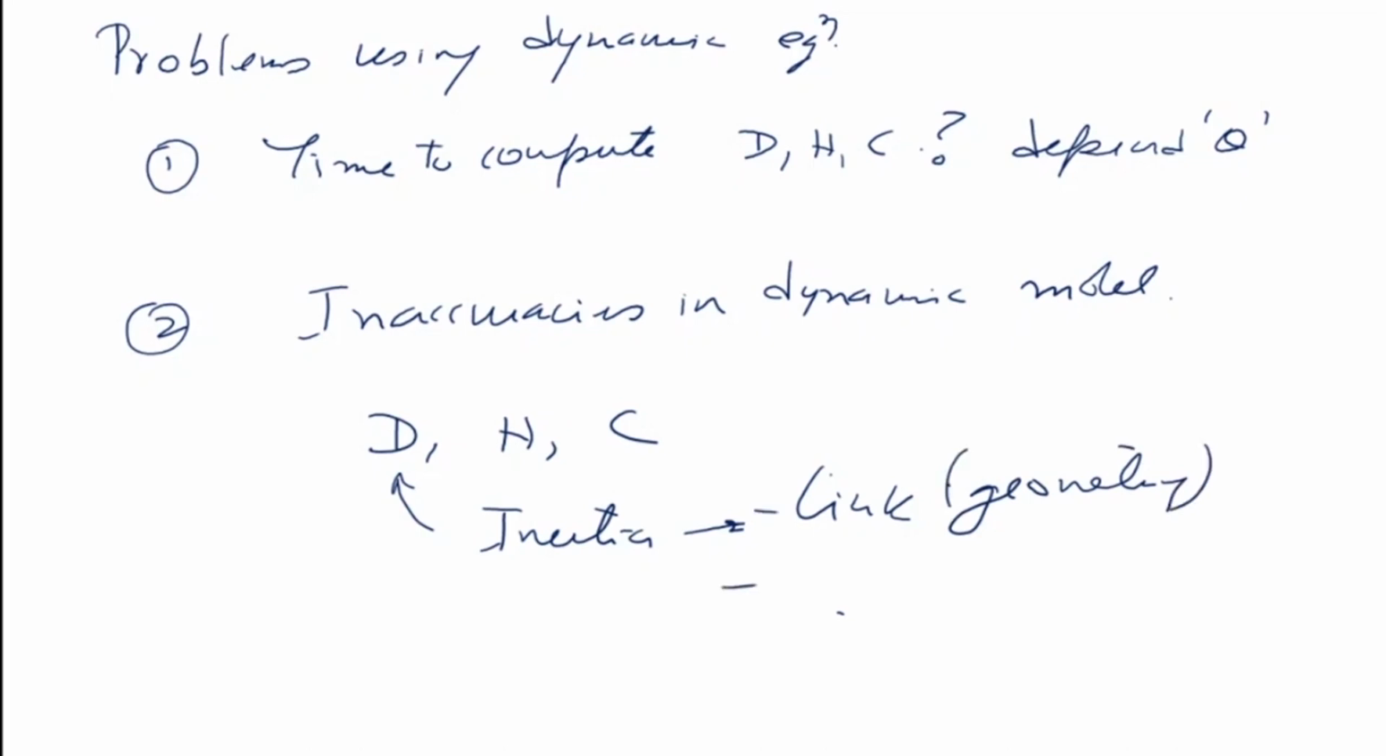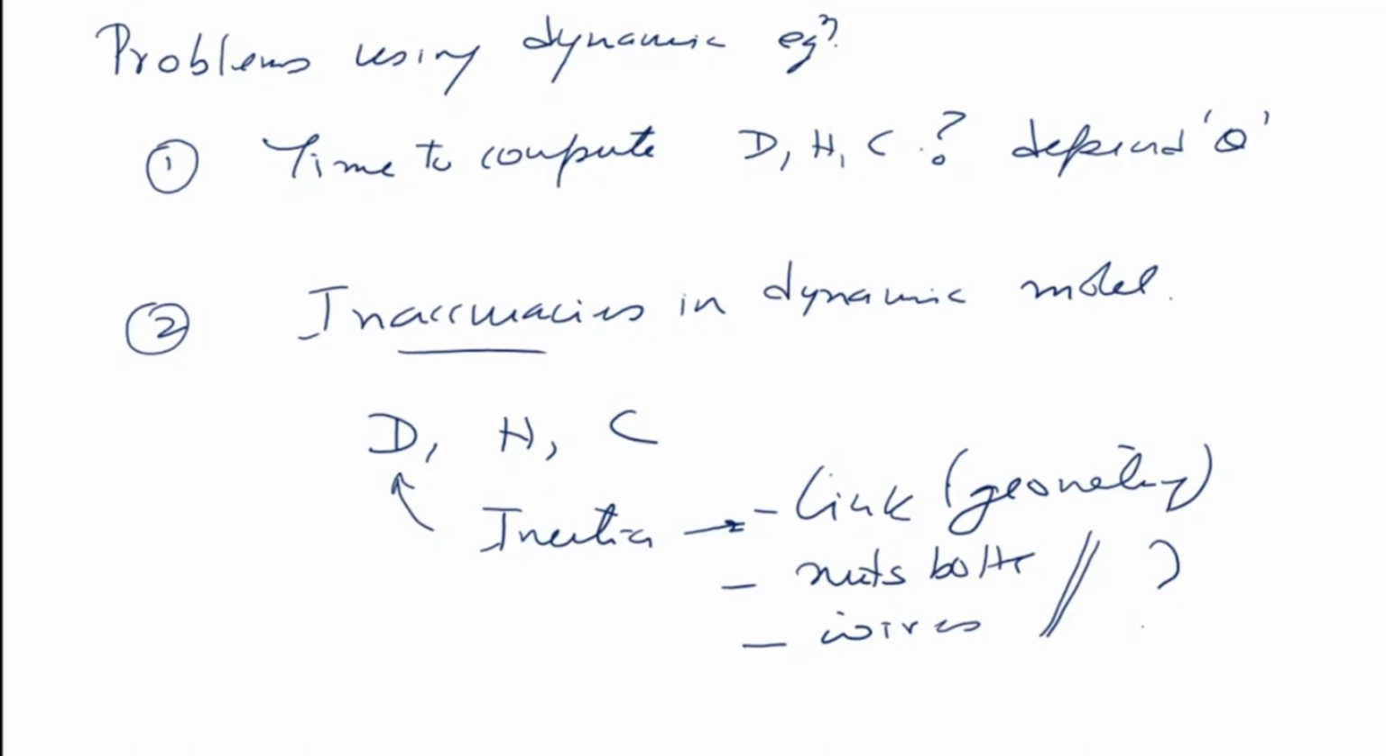However, you'll need a lot of other things which are on the link. So, for example, nuts and bolts, then there could be wires. Now, how do you estimate the inertia parameters of those? You cannot. Which basically means that D, H, and C will involve some inaccuracies in your dynamic model itself. So, first of all, computation time. Second of all, inaccuracies are involved, which means that it is going to generate some amount of error.